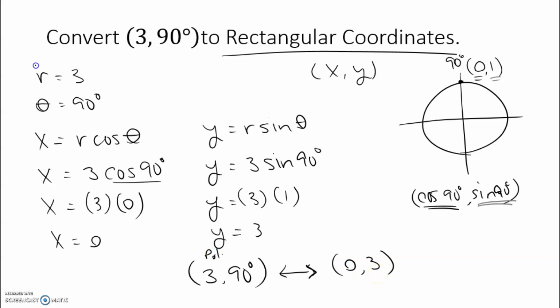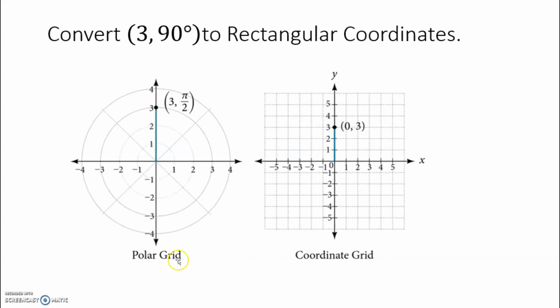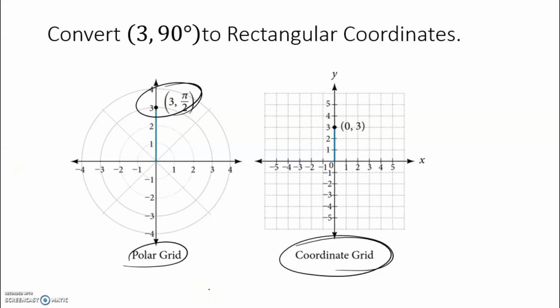This one's just in polar, this one's just rectangular. If you compare them on the graph, okay, here's your polar grid. You've got a bunch of circles. There is your answer right there. Compare that with a rectangular grid. There's your answer right there. So they're in the same spot. It's just a different way to describe the same exact point.